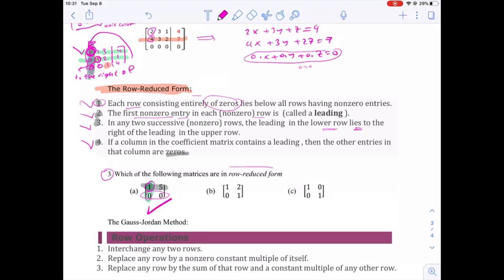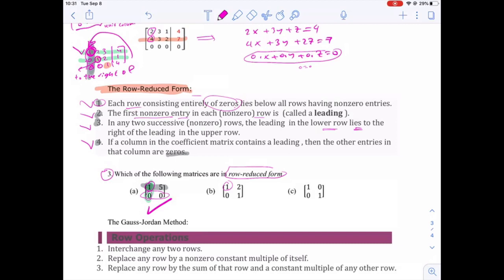This is written in the reduced row form. What about B? For B, as you can see, we don't have a row that consists entirely of zeros, and here we have a leading one. What about the other number here?